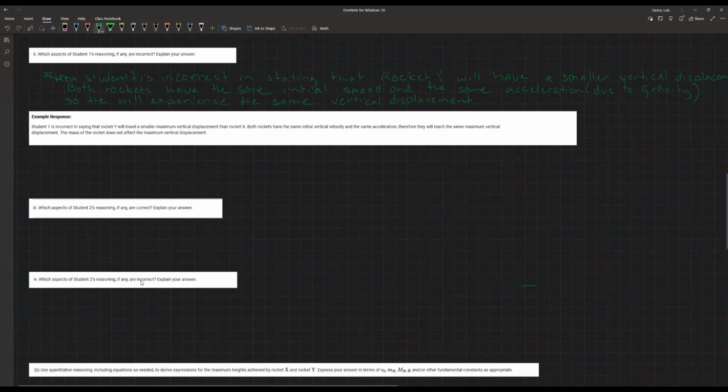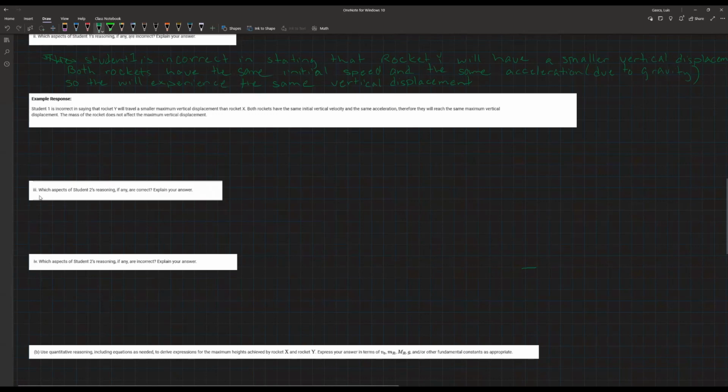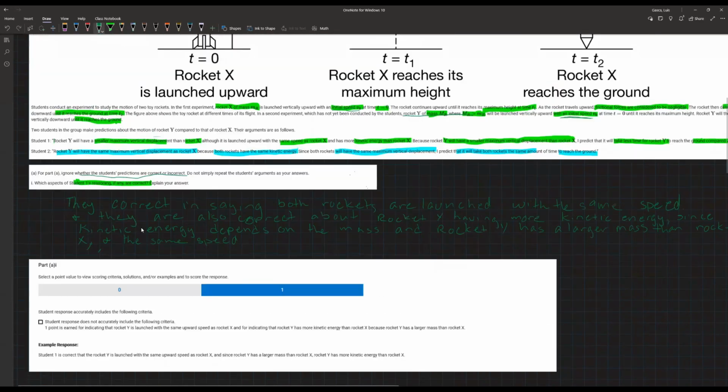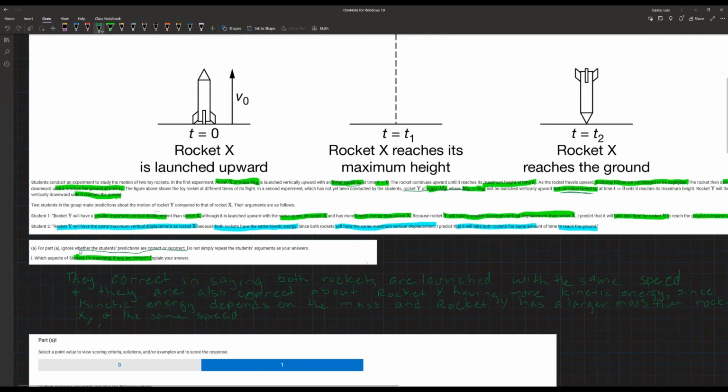Let's go to number 3 here. Section 3 of part A reads, which aspect of student 2's reasoning, if any, are correct? And explain your answer. So student 2 says, rocket Y will have the same vertical displacement as rocket X because both rockets have the same kinetic energy. Since both rockets have the same vertical displacement, I predict it will take both rockets the same amount of time to reach the ground.